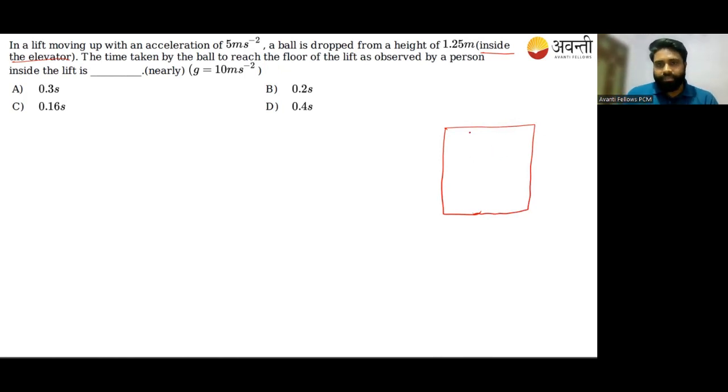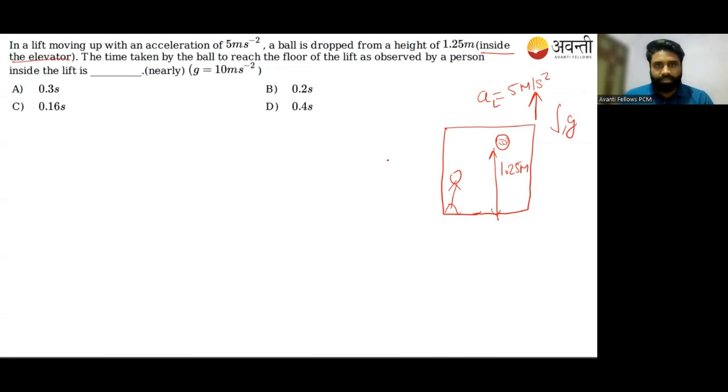So this is the elevator. This is the person who is observing the motion of the ball. This is the ball we have, and it is dropped from a height of 1.25 meter. And this lift is moving. Acceleration of lift is 5 meter per second square, and there is an acceleration of gravity which is g.